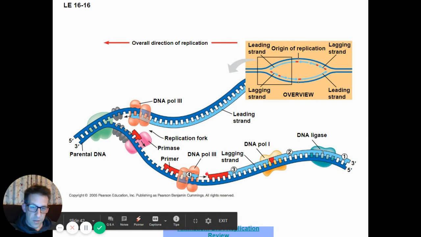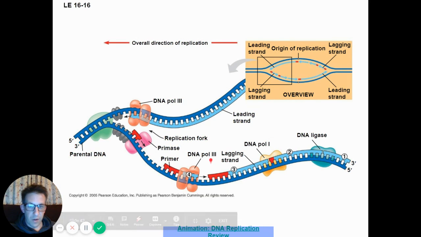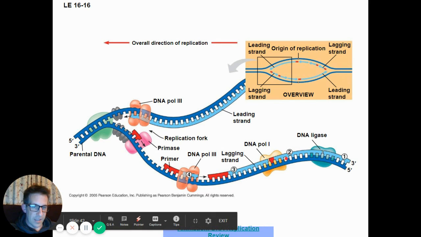When it gets to this primer right here, it's going to stop. It's going to fall off. And it's going to go back upstream and look for this one. And then it's going to lay down this chunk. And when it gets here, it's going to go off and lay down this chunk. Okay, so it does this side in chunks.